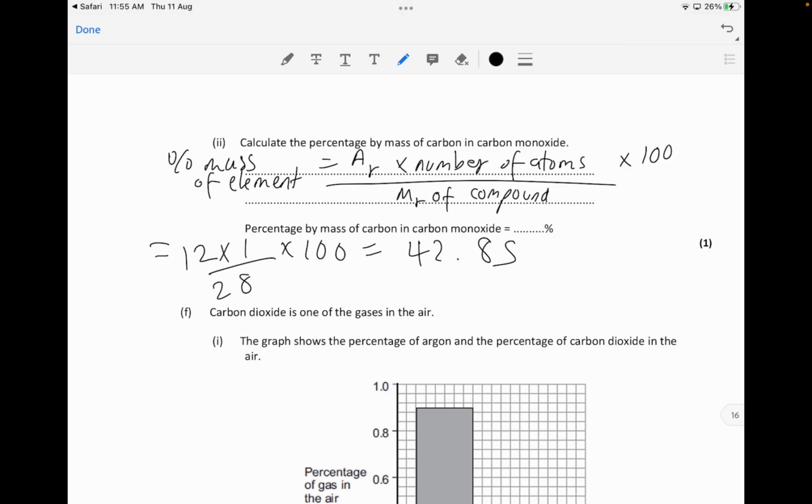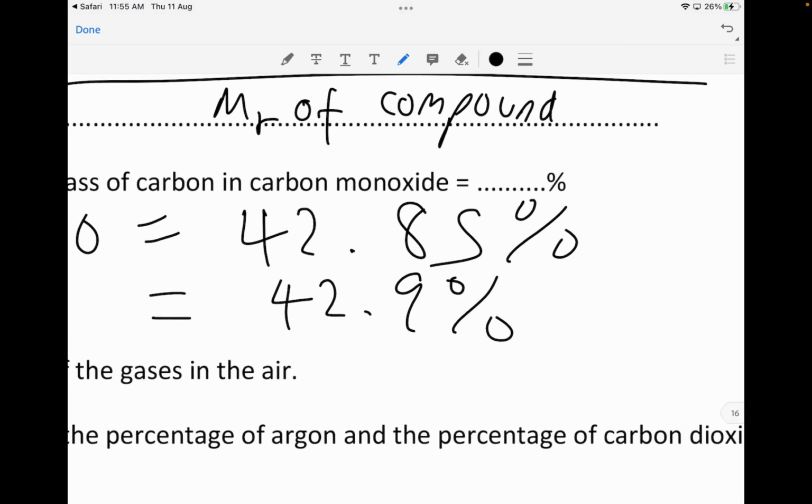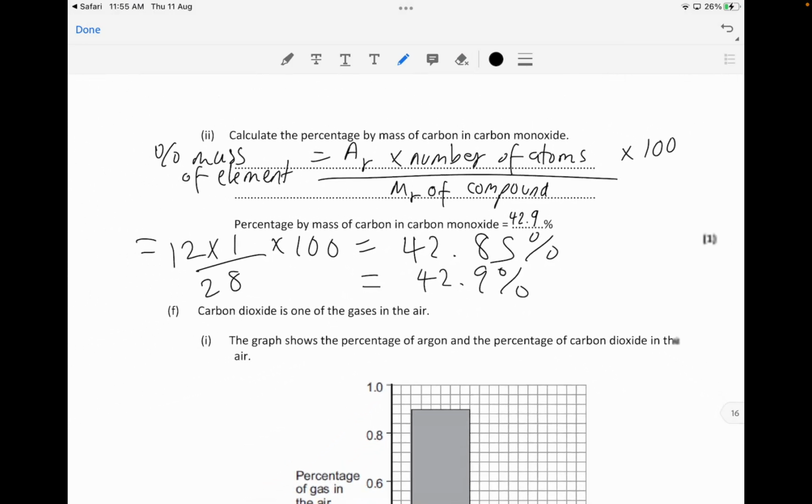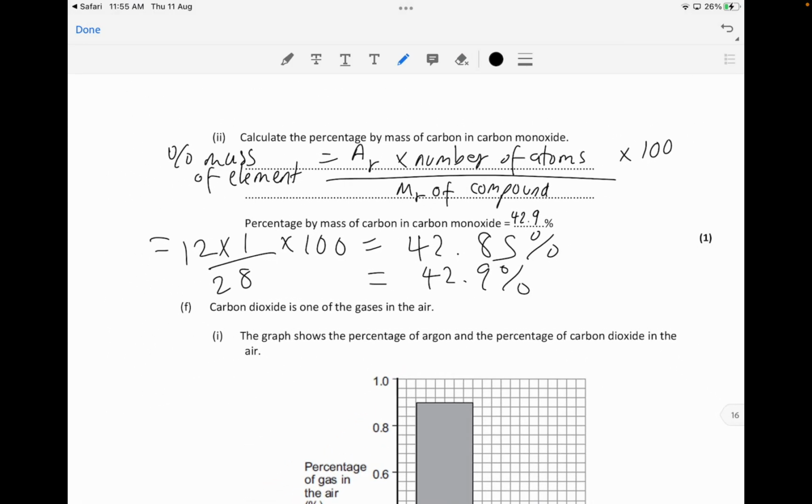Just to confirm that part, it's 12 times 1 divided by 28 times 100, which is equivalent to 42.85 percent. If you want to round it off, you can do that to 1 decimal place. You have 42.9%. We're going to write down 42.9 percent. That is going to be your answer, 42.9%. Okay, let's move on to the next question.